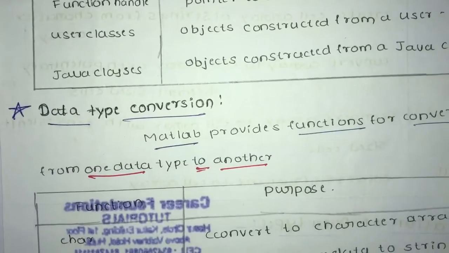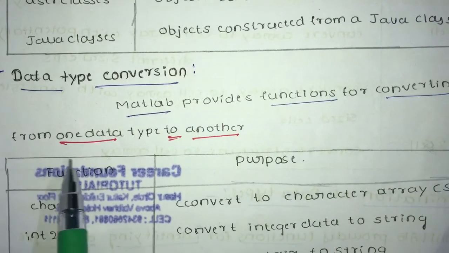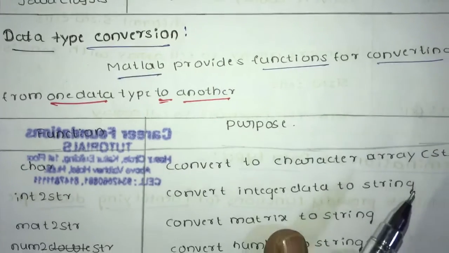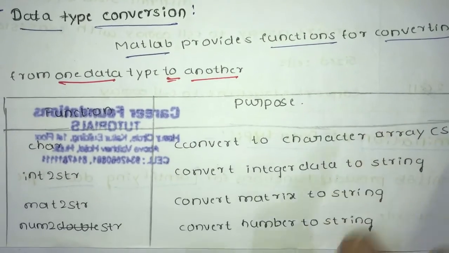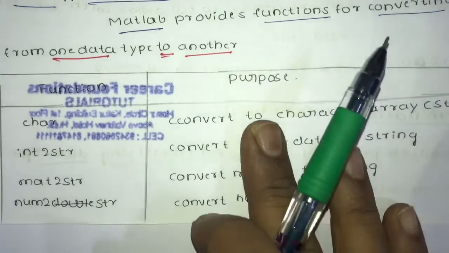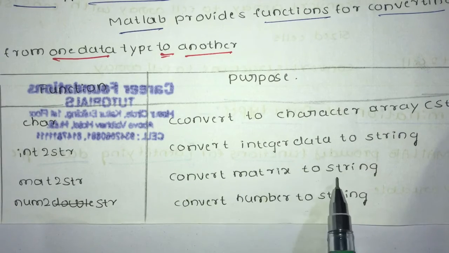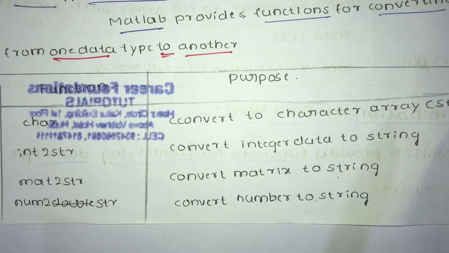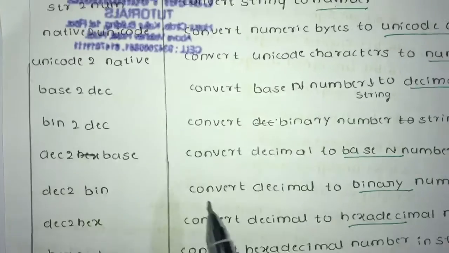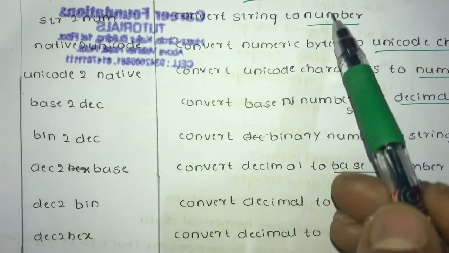And we have data type conversion. MATLAB provides functions for converting a value from one data type to another. For example, char converts to a character array string. int2str converts integer data to a string. mat2str converts a matrix into a string. num2str converts a number into a string. Like this, the data type conversion is done. And here we have a few more things. str2double converts a string to double, and str2num converts a string to a number.